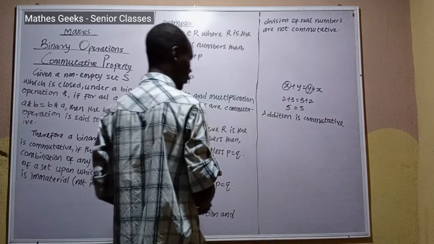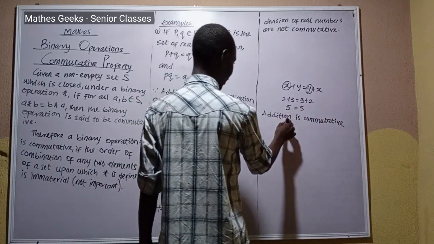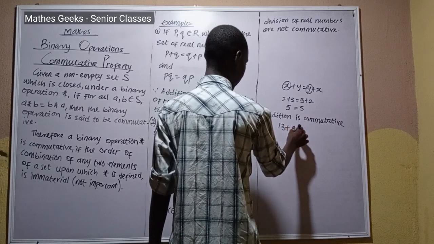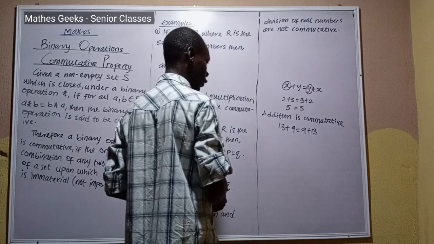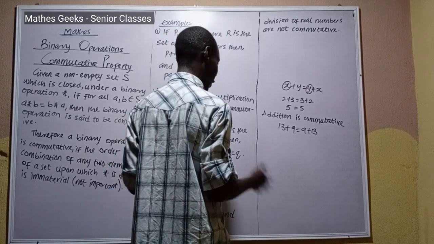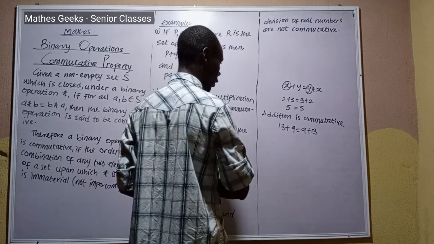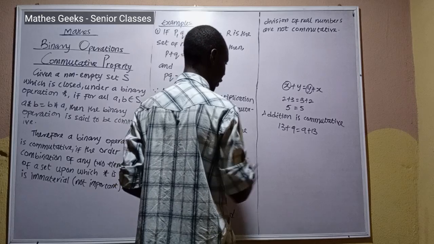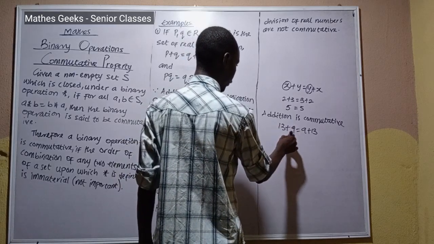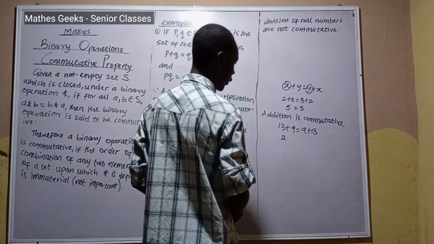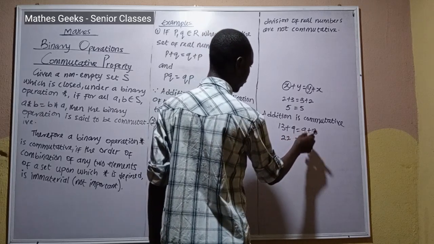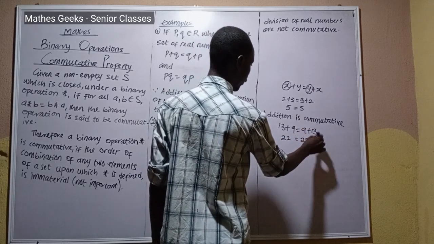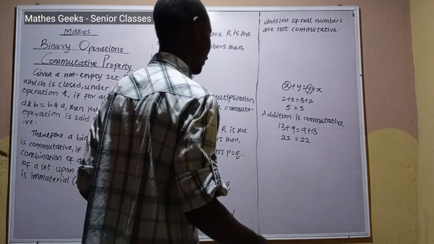Addition is commutative. So you can choose 13 plus 9 and then 9 plus 13. It doesn't matter which comes first; order is not important. You're still going to get an answer. 13 plus 9 is 22, and 9 plus 13 is also 22. So you got the same answer.